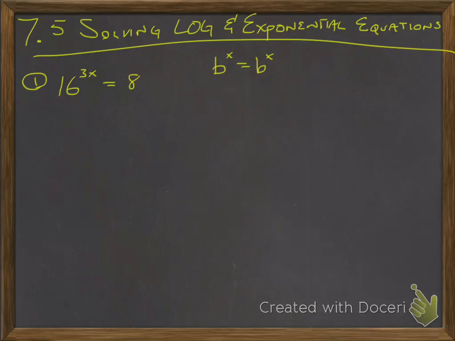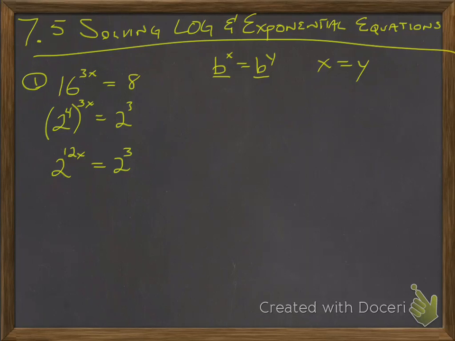meaning if the bases can get to be the same, then the exponents must be equal to each other. So if b raised to the x is equal to b raised to the y, then x is equal to y. So for this one, both 16 and 8 can be written as a power of 2. 16 is 2 to the 4th. 8 is 2 to the 3rd. The power to a power, 3x and 4, you multiply, so that becomes 2 raised to the 12x is equal to 2 raised to the 3rd.